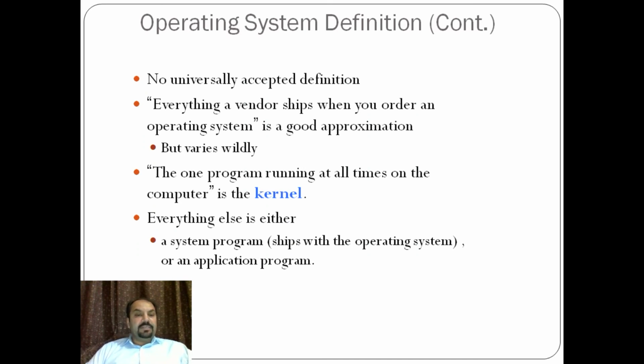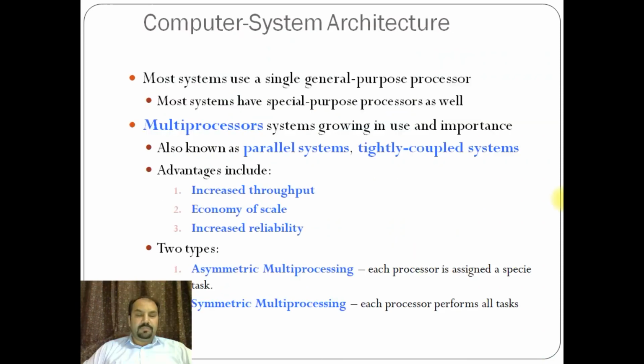But the one program running at all times on the computer is the kernel, and that is the main operating system. The kernel is the core of the operating system, the center of the operating system. Everything except the kernel is either a utility program or an application program.